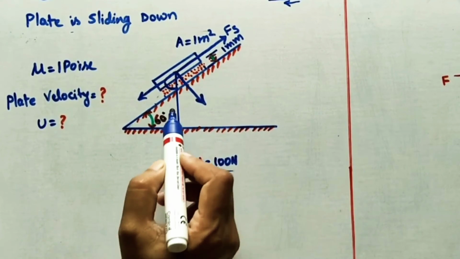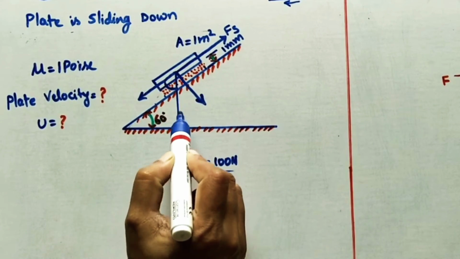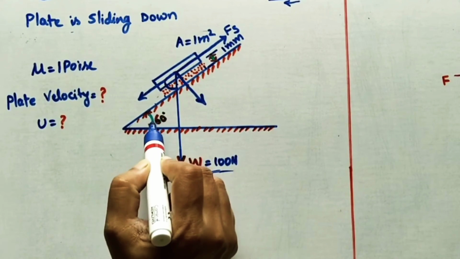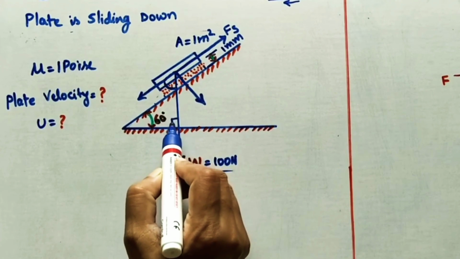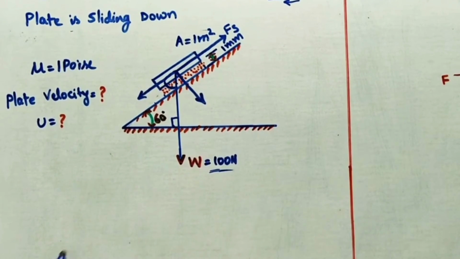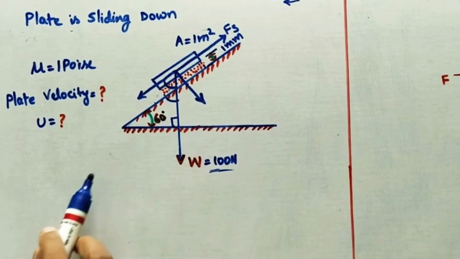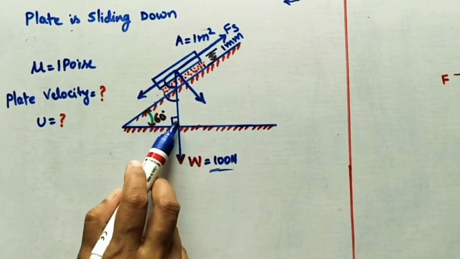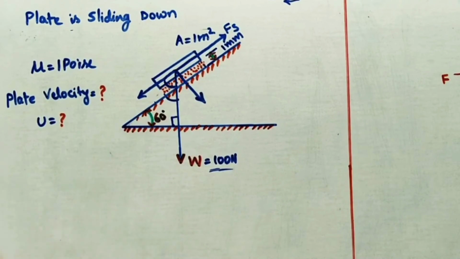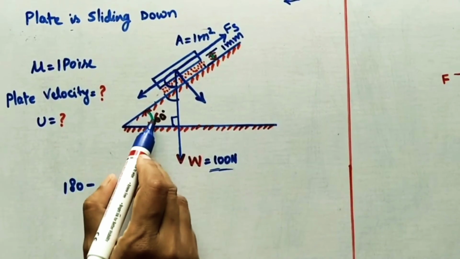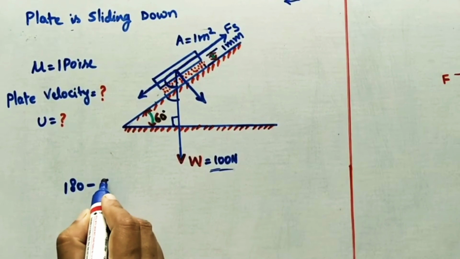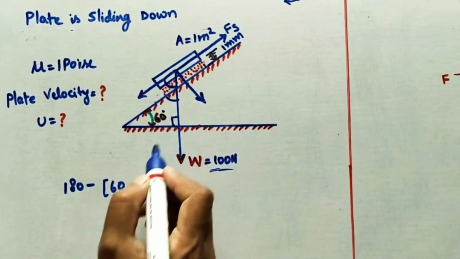How to find that angle? This is a right angle triangle, and this angle is given as 60 and this angle is 90 degrees as we know. This angle is 180 minus the sum of these two, because in a triangle the total sum of the angles is 180. So I am taking 180 minus the sum of the given two angles, 60 plus 90.